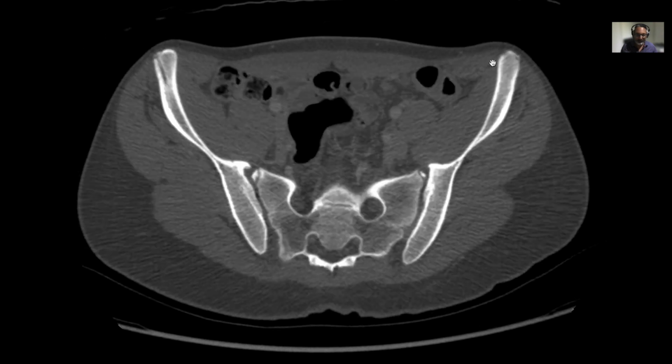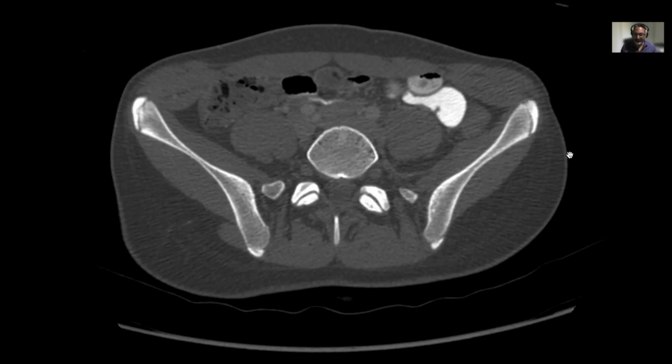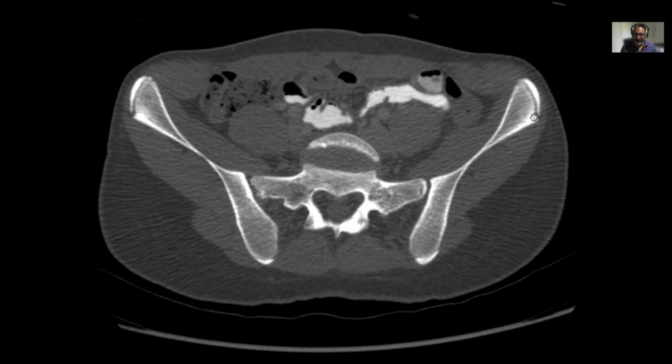Let's look at the iliac crest here. Let's move back up to the iliac crests. If you look at the iliac crest, there's a part of the iliac crest that's protruding outward this way. That's the iliac tubercle.